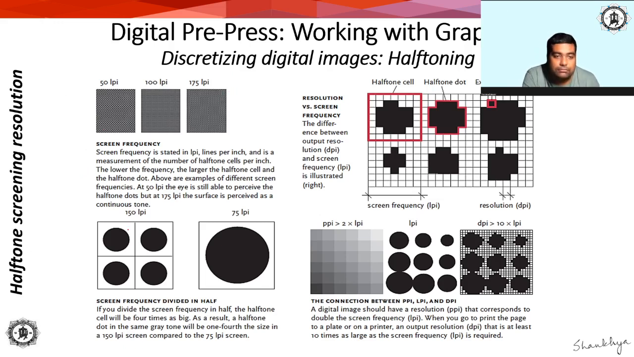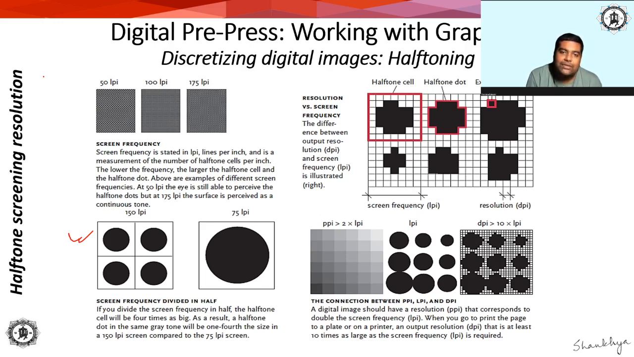In this particular image, as you can see, if you divide the screen frequency in half, the halftone dot will become 4 times as big. If you remember, I had shown you exactly this thing. In our earlier lecture, I had considered a screen cell of 14 by 14 pixels. For a CTP of a certain resolution, considering a screen cell of size 14 by 14, you will get one dot.